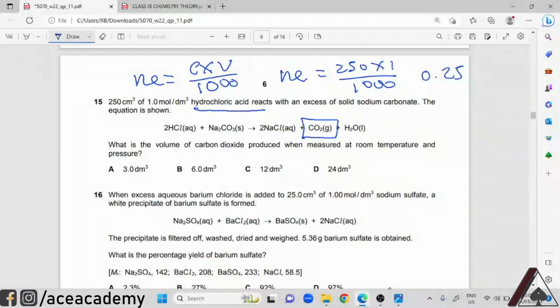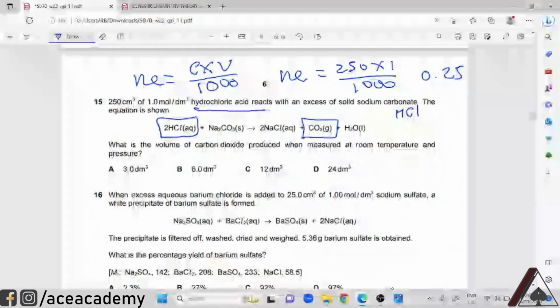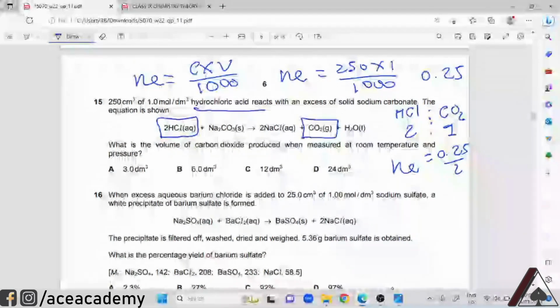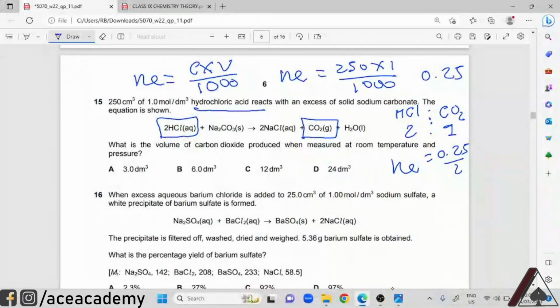We know that for hydrochloric acid we have 2 molecules, and for carbon dioxide we have 1 molecule. So doing the mole ratio, hydrochloric acid is to carbon dioxide is 2 is to 1. As a result, the mole of carbon dioxide will be 0.25 divided by 2. We get 0.125.